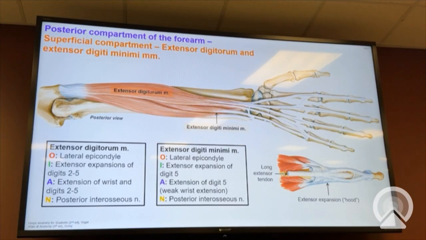So back in the day, they called this extensor digitorum communis. It's been just kind of shortened to extensor digitorum now. You can probably guess the function of this one. So extensor digitorum is going to extend the digits. So it's on the back side.